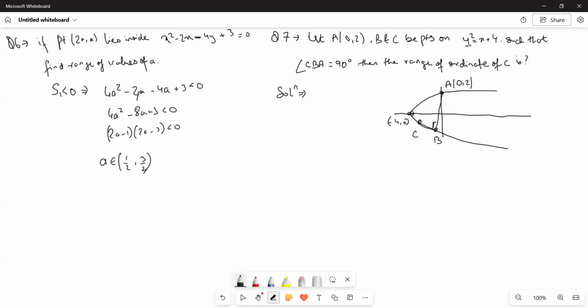So now considering that the parabola is y² = x + 4, what can be considered as the parametric form of this? If we consider the y coordinate as t, then the x coordinate will be t² − 4, and for B do the same way: (t² − 4, t1).